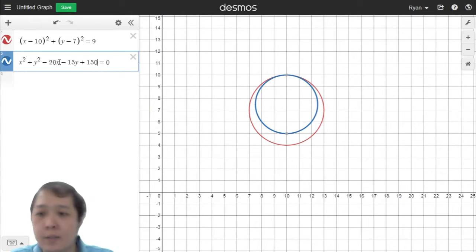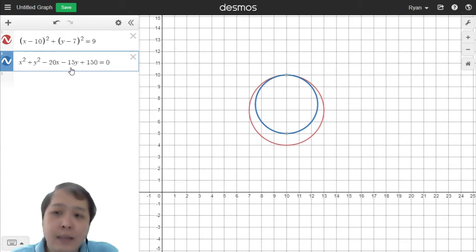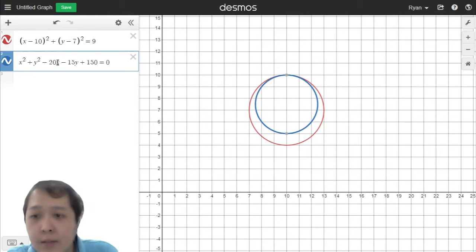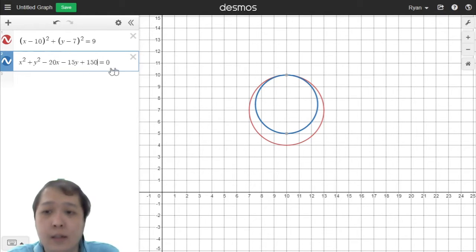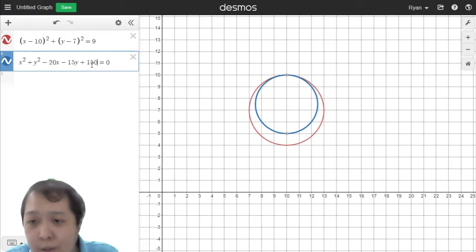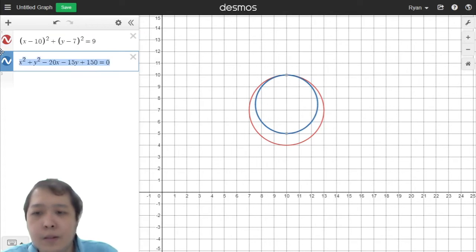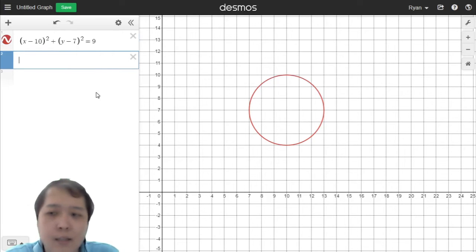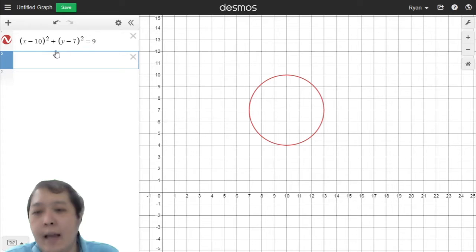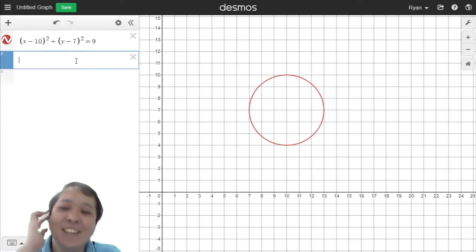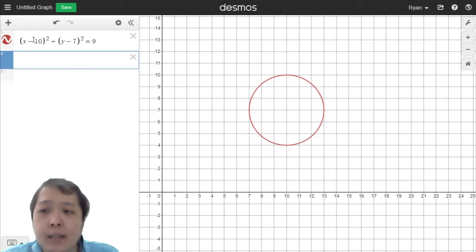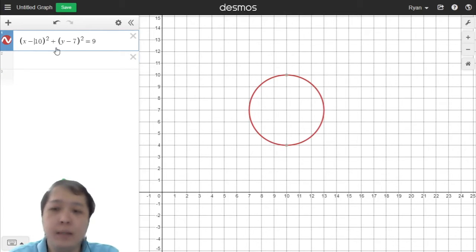See, something like this, but we cannot really find out the center of the circle, and even the radius. It's going to be more difficult in this general form. That's why we are going to use the standard form instead. Pretty obvious here. Instantly we can get the center is 10, 7, because of this 10 and 7, and the radius is 3 because the square root of 9 is 3. Yeah, easy, right?